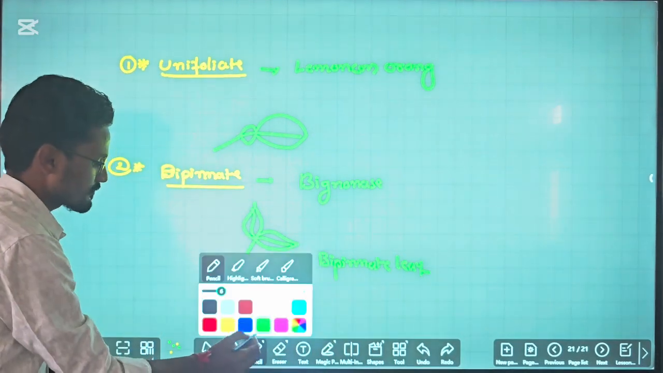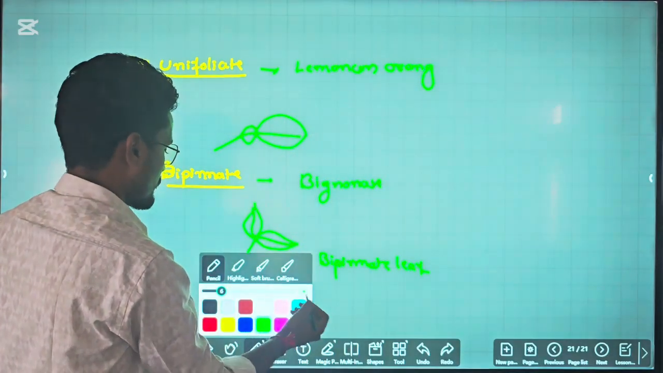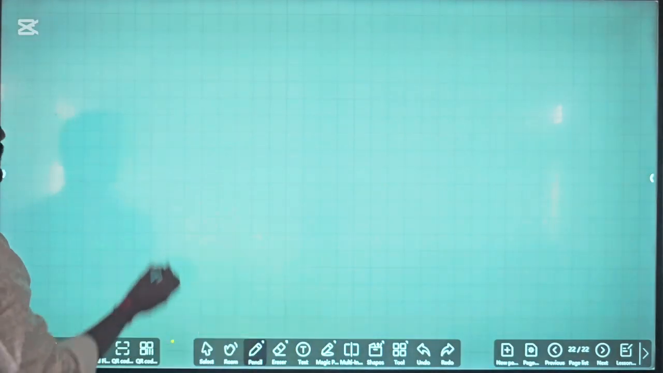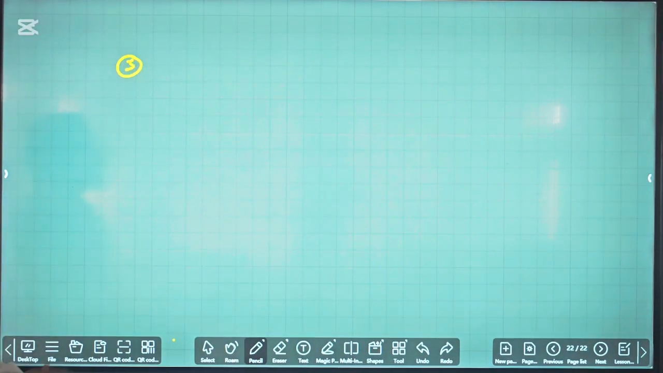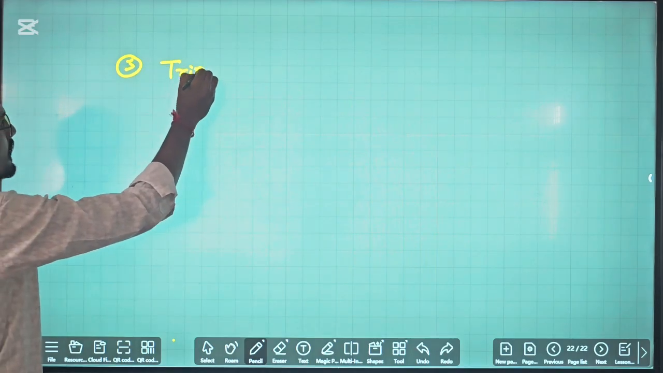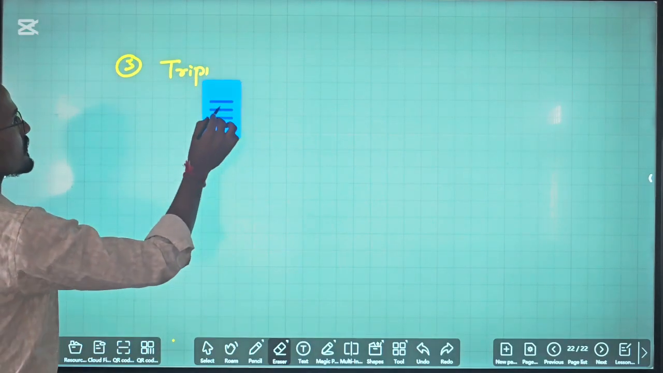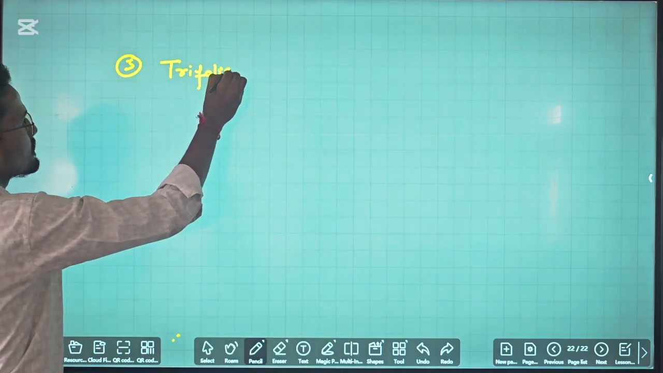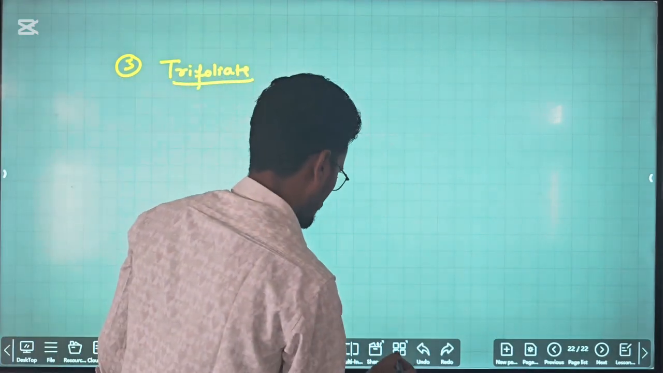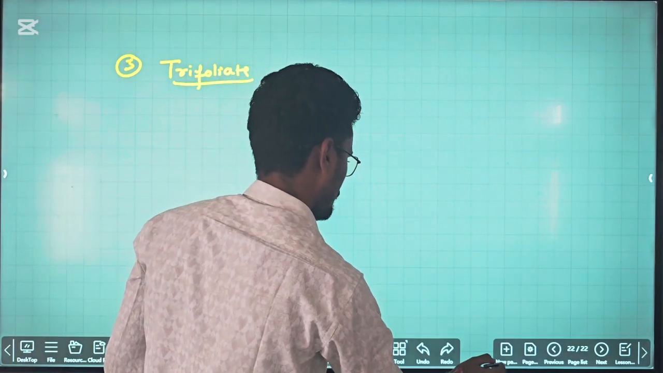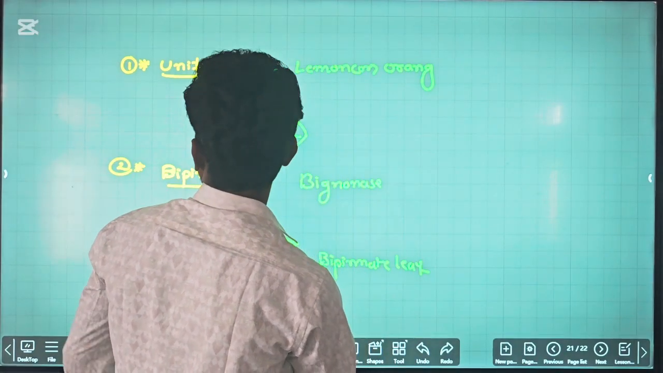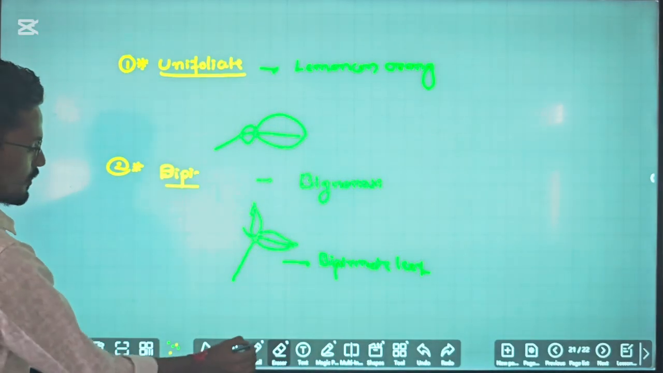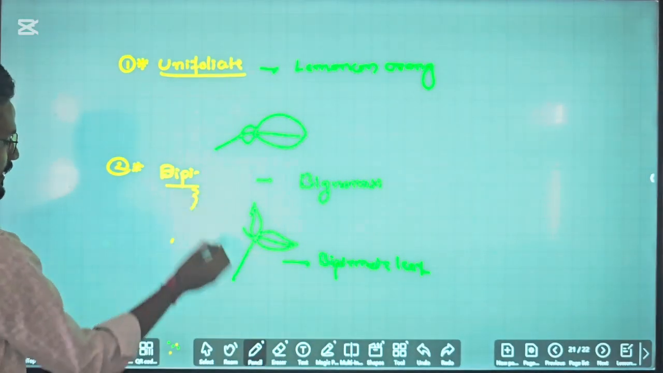Next, after this, the third type of compound leaf, which we will see in the next slide, is trifoliate. Here a correction is needed: this is not bifoliate, not pinnate. It is foliate.